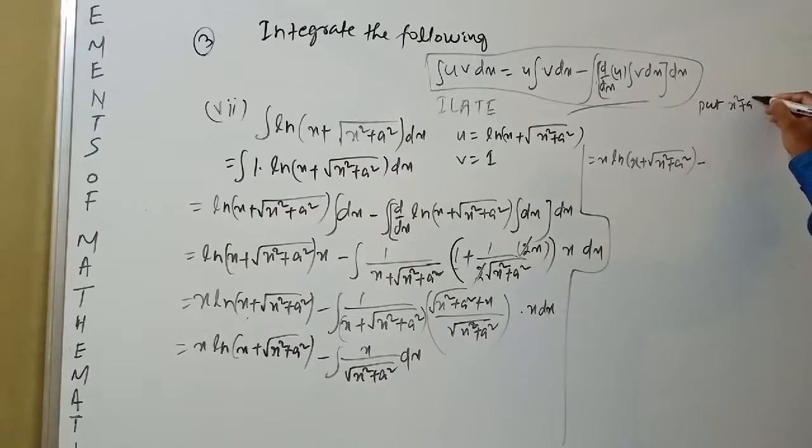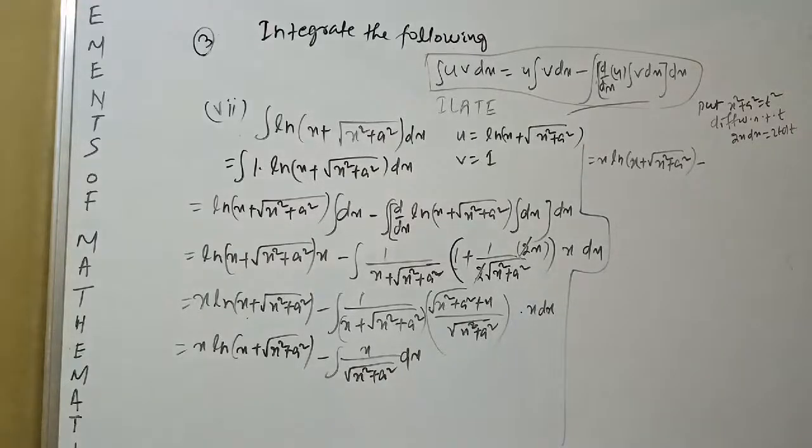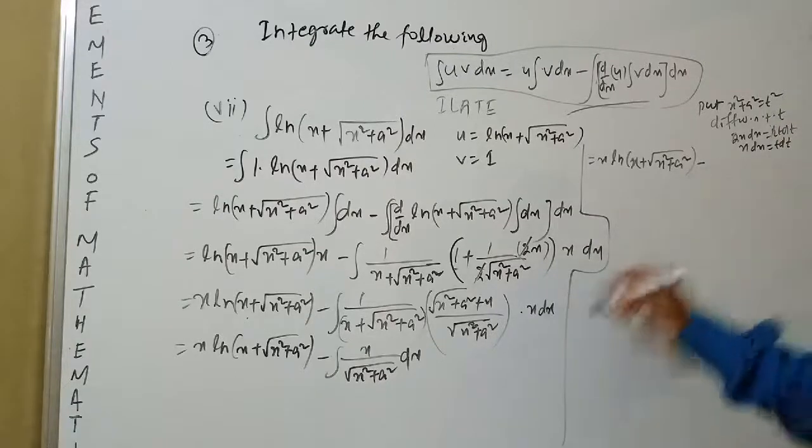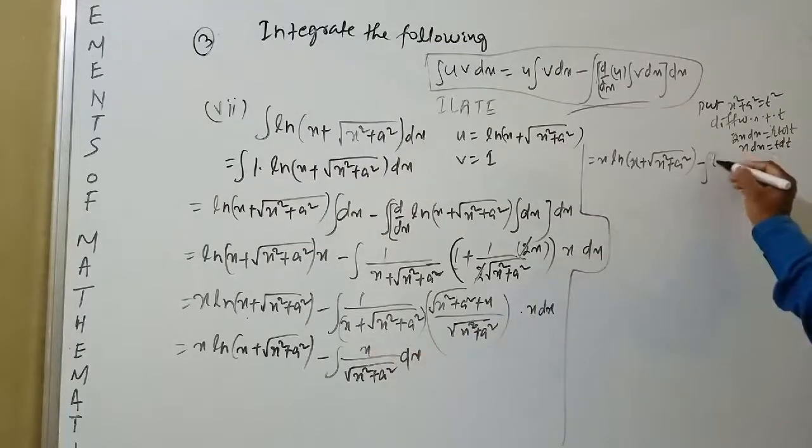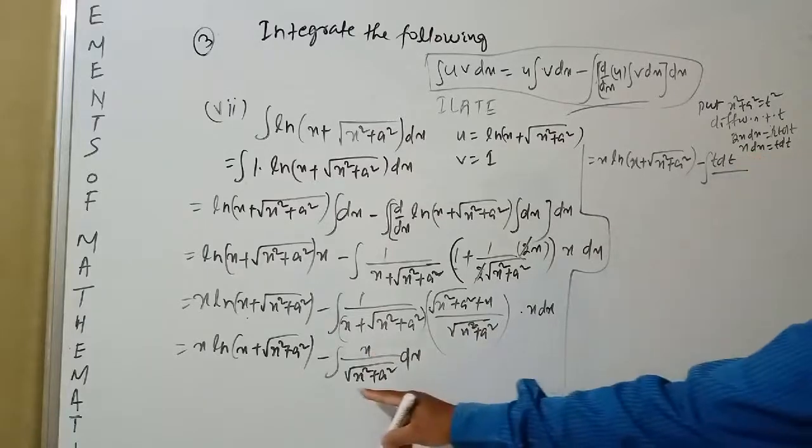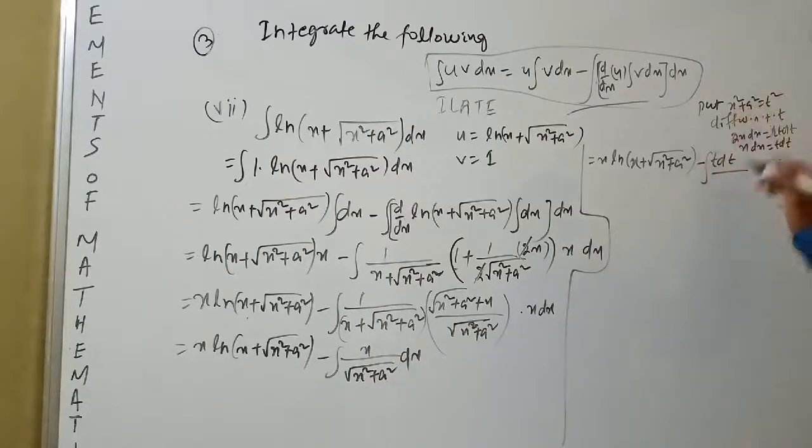x square plus a square is equal to t square. Differentiate with respect to t: we get 2x dx is equal to 2t dt. 2 will cancel out, so x dx is equal to t dt. That means the integration of x dx by root over x square plus a square becomes the integration of t dt by t.